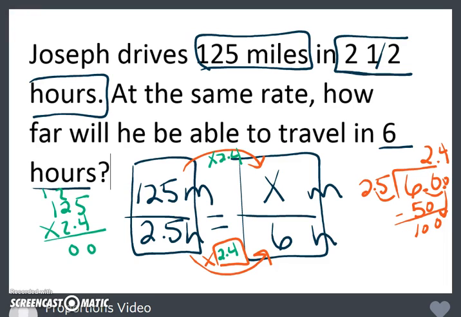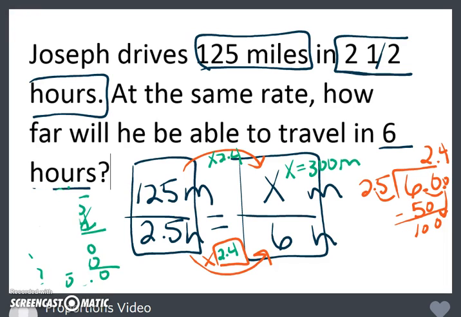Multiplying that out, with one decimal place, I get 300. So X equals 300 miles. So I know my answer is 300 based on this method. But we could do another method as well. So let's try another one.